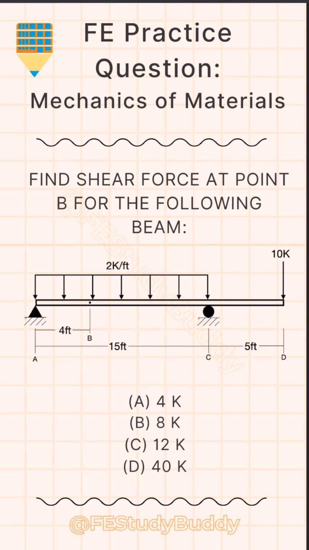In this mechanics and materials problem, we're asked to find the internal shear force at point B, which is located 4 feet away from a pin. We have a roller at point C and a point load at a 5-foot overhang of 10 kips. In between our two supports, we also have a line load of 2 kips per foot.